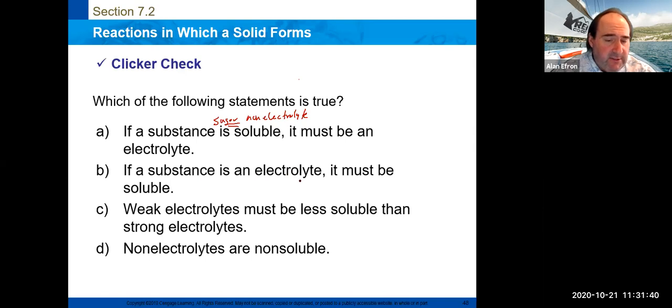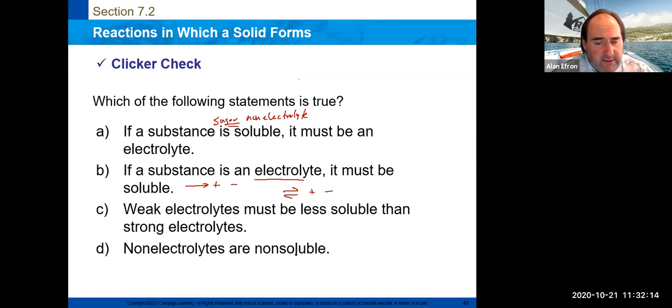If a substance is an electrolyte, it must be soluble. That is true, so it has to have some degree of solubility. A strong electrolyte will 100% break apart into ions, and a weak electrolyte will also break apart into ions, so it has to dissolve at least a little bit. Weak electrolytes must be less soluble than strong electrolytes. That's not necessarily true either.